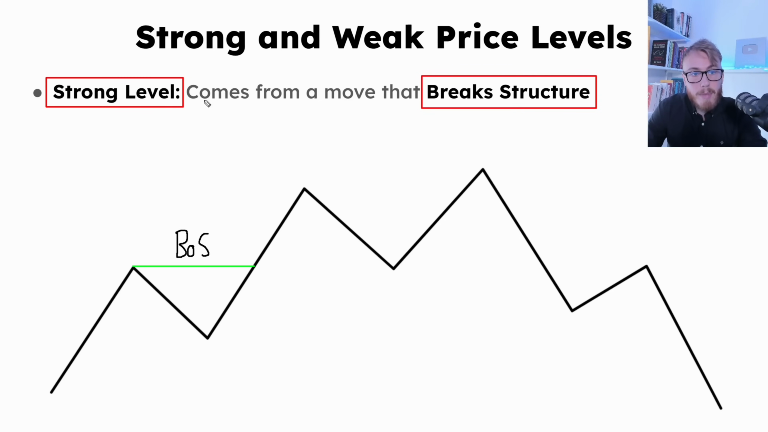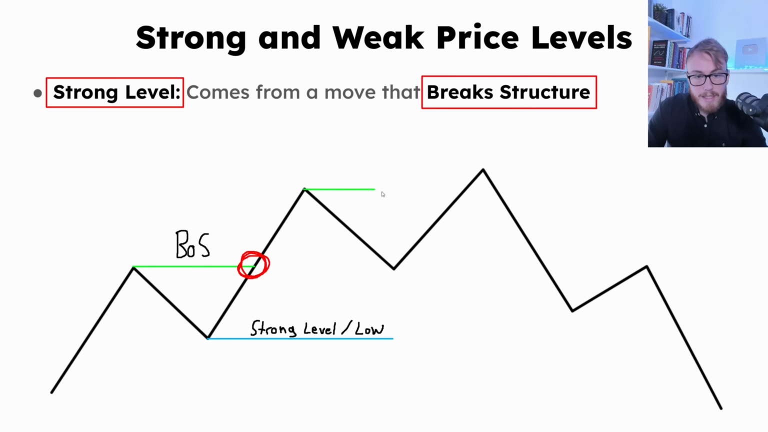And what do I mean by a level that comes from the move that breaks structure? Well, here we need to take a look at, okay, so we break the structure right here. What is the move that caused this break of structure? Well, we trace back here and we can see that the move that broke the structure started right here. So this right here is a strong level, and another name for this is a strong low.